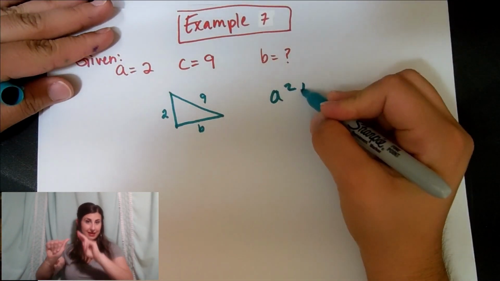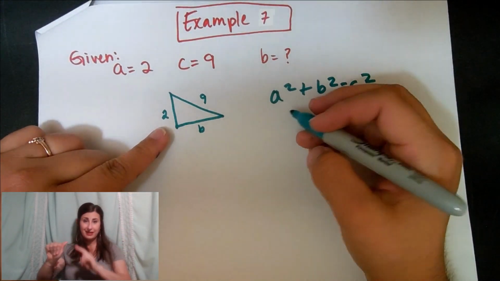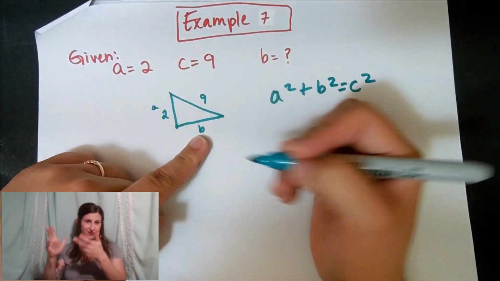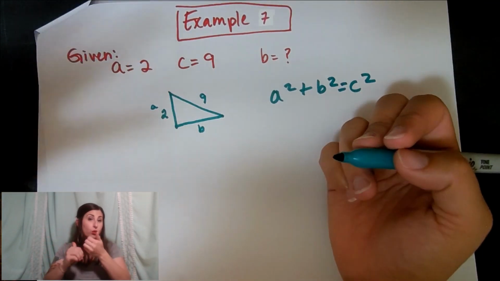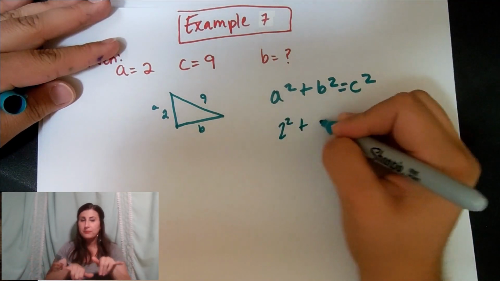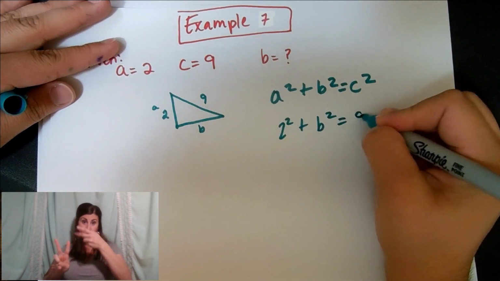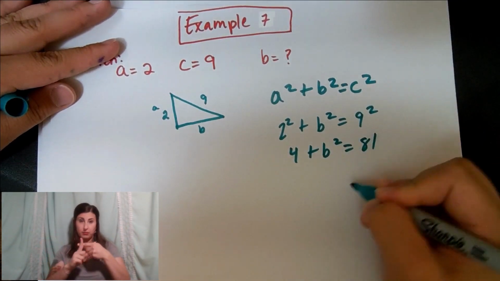All right, so A squared plus B squared equals C squared. So A squared, I'll label this one as A since I labeled this one B. Again, it doesn't matter which way you did it. If you're doing the math correct, you'll get the same answer. So I'm going to have 2 squared plus B squared equals 9 squared. So 4 plus B squared equals 81.